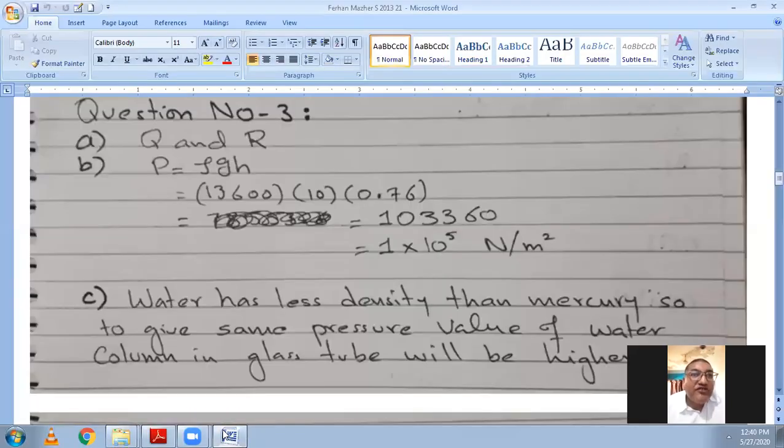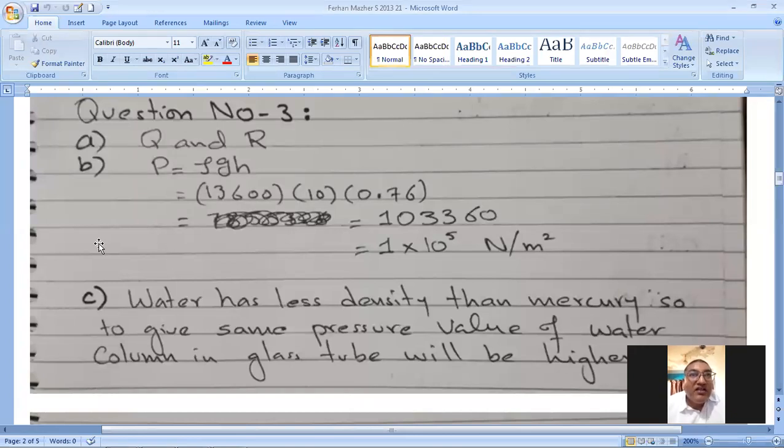Let me show you my work. So on your screen you can see the B part. Pressure is equal to rho GH. We put the values, we did the calculation, and the final answer is 1 expo 5 Newton per meter square. I hope that this numerical is clear.